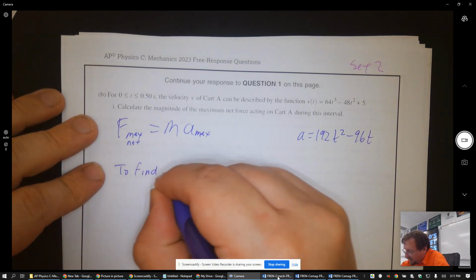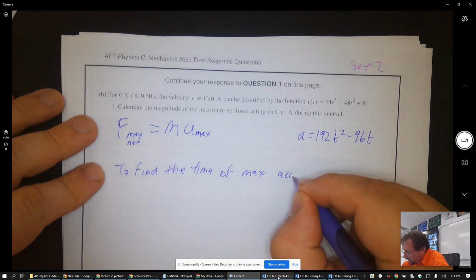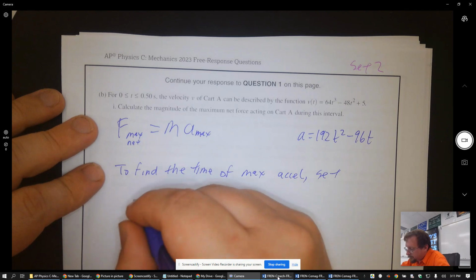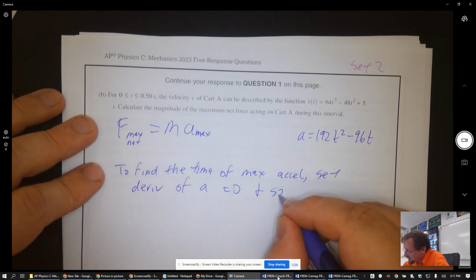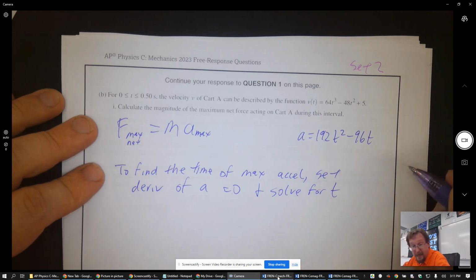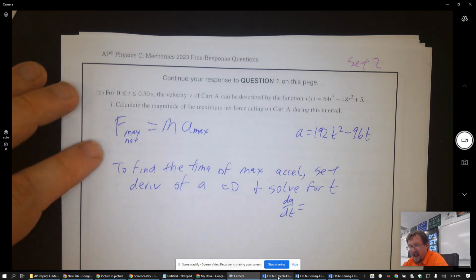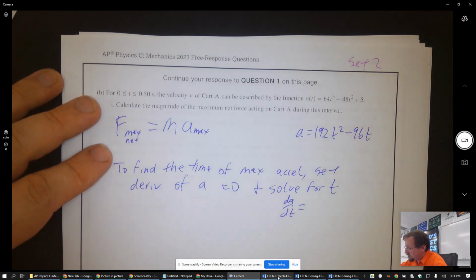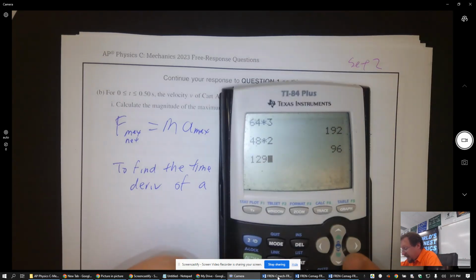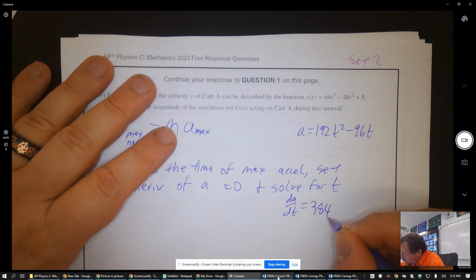To find the time of maximum acceleration, set the derivative of acceleration equal to 0 and solve for t. So this is a classic solving for a maximum, right? It's really calculus. 192 times 2 is 384t minus 96, and that's going to equal 0.